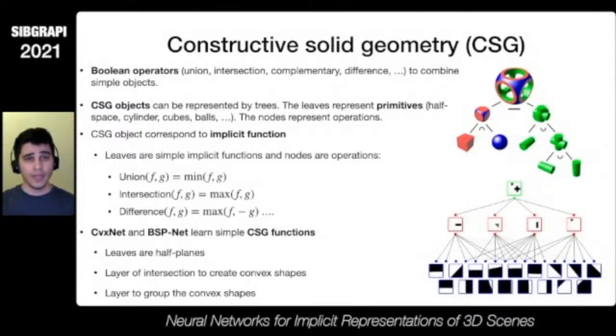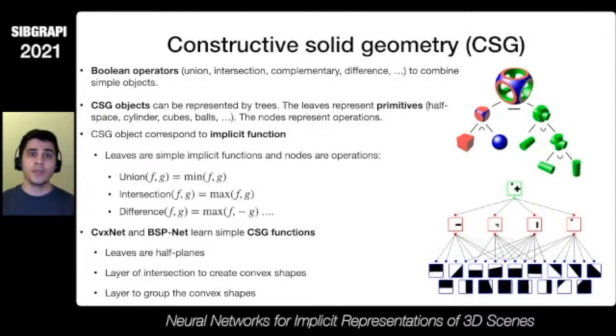Well, again, the neural networks that we are going to present in this talk consider constructive solid geometry in their structures. So let's briefly present this concept. In CSG, Boolean operators like union, intersection, and difference are used to combine simple objects to create complex ones. CSG objects can be represented by trees. The leaves correspond to primitives like half spaces, cubes, balls, cylinders, and the nodes represent operations. See the figure on the right, for example.